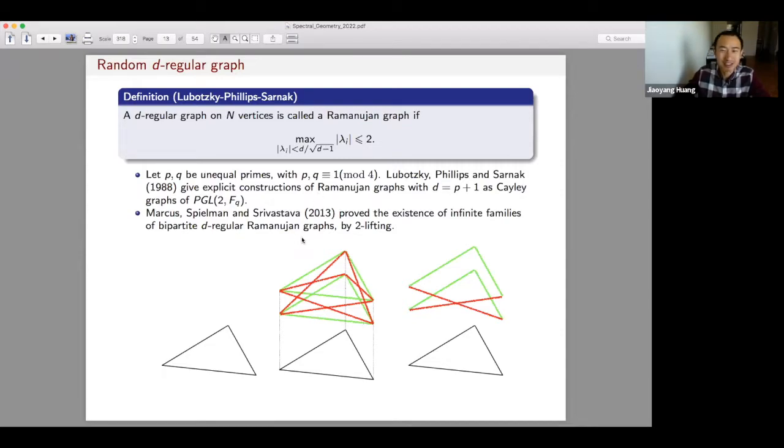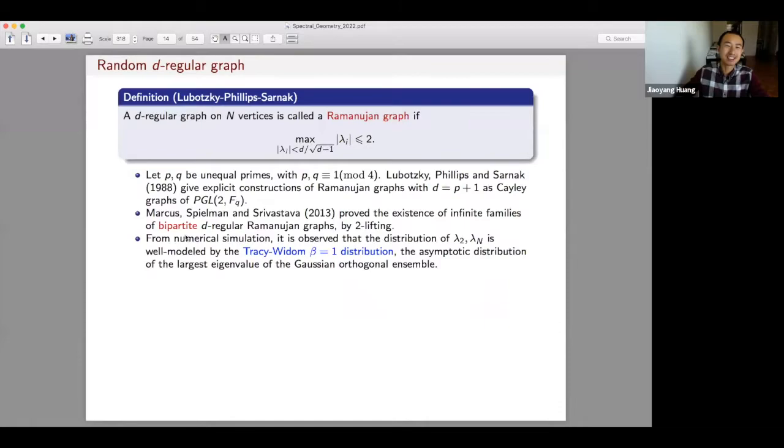But their proof is mainly an existence proof, and it's only for bipartite Ramanujan graphs. It still remains a conjecture: does there exist an infinite family of non-bipartite D-regular Ramanujan graphs? From simulation, it was observed for random D-regular graphs that if you sample a lot of them and take out the second largest and smallest eigenvalues, they are actually modeled by the so-called Tracy-Widom distribution from random matrix theory.